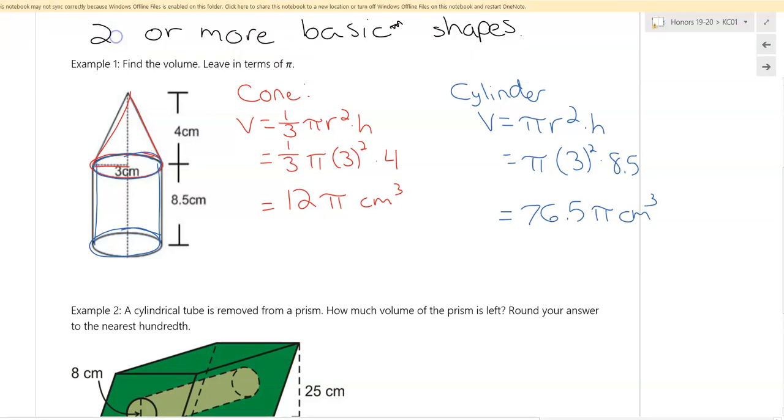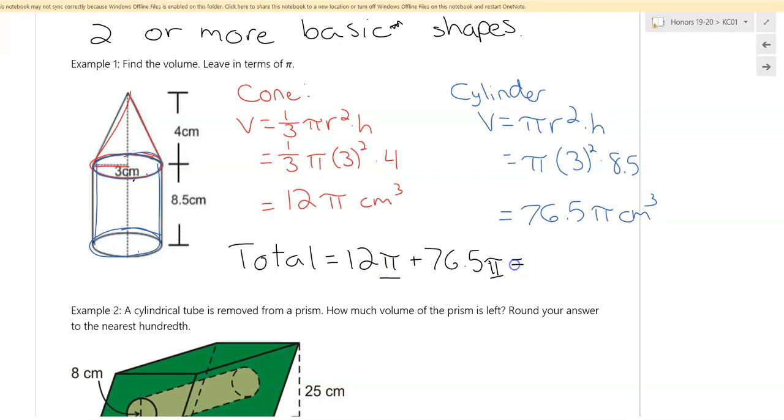Now these two shapes are being stacked on top of each other to find our total volume. Since they're being stacked on top, we need to add them. So it's 12 pi plus 76.5 pi. These both have a pi in them, so we can add those together, and we get 88.5 pi centimeters cubed. Again, we're adding because these are being stacked on top of each other. And we'll look at a different example where maybe we don't add.